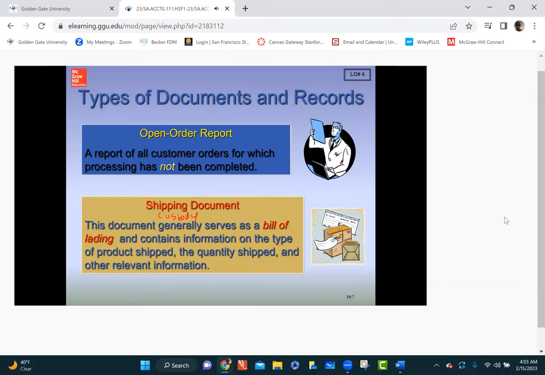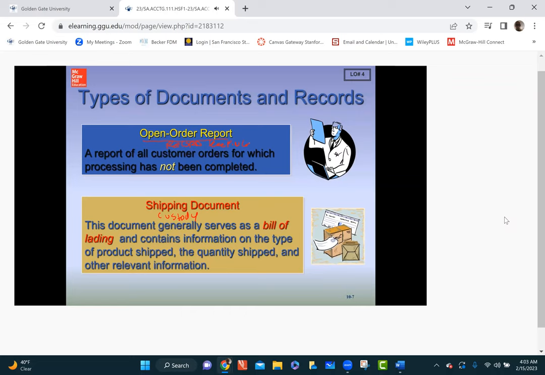Now notice we have a what? An open order report. This is record keeping. Okay. So we will have an open order report, and we don't close that report as having been completed until what? Until the custody function, the shipping department, tells us that those goods have been shipped.